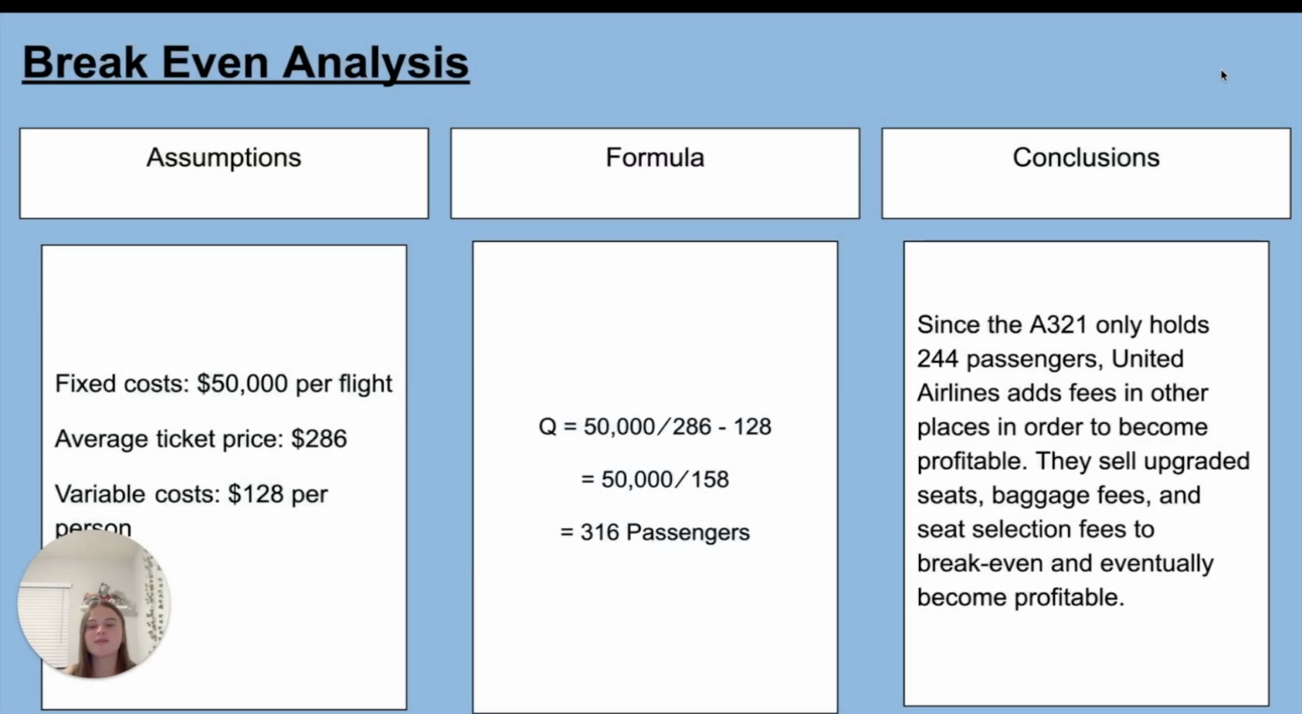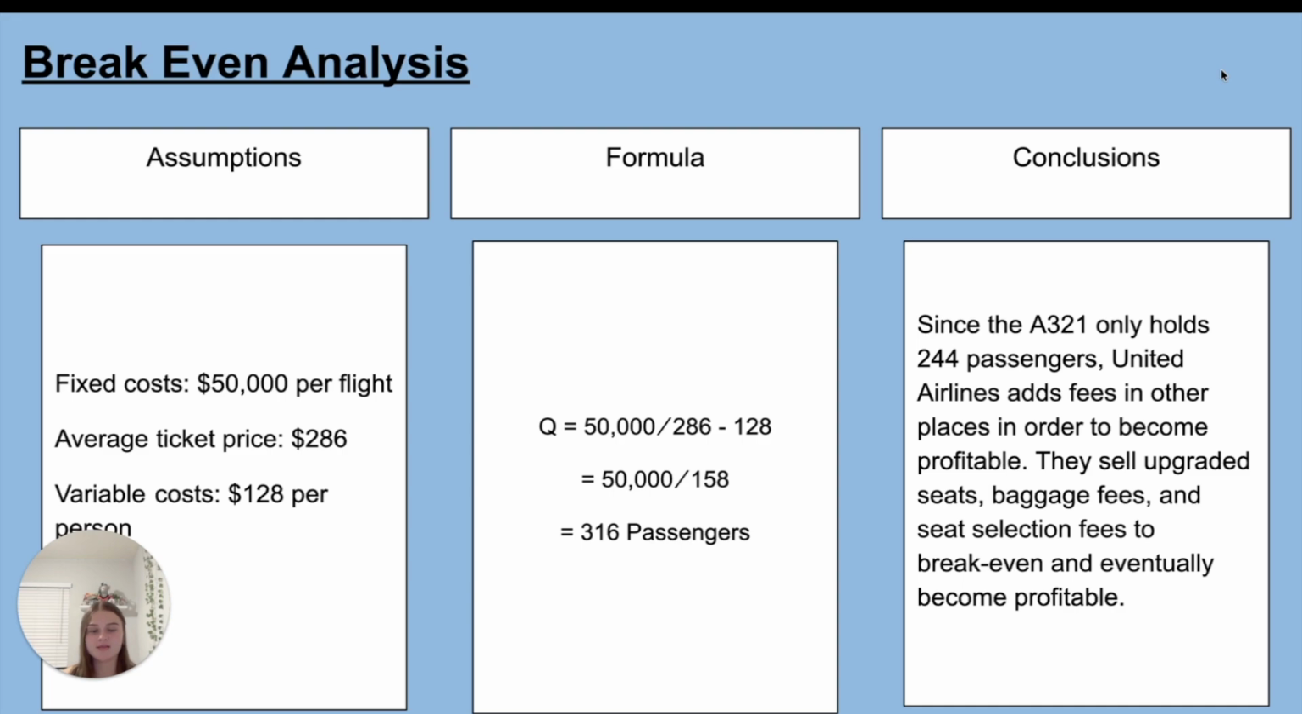For our break-even analysis, we assumed that the fixed costs were around $50,000 per flight, and our average ticket price was around $286, which we found using the $51.8 billion in passenger revenue and the 181 million passengers flown last year, and then our variable costs being $128 per person, which we found earlier. If you use the formula, you get around 316 passengers for their break even.